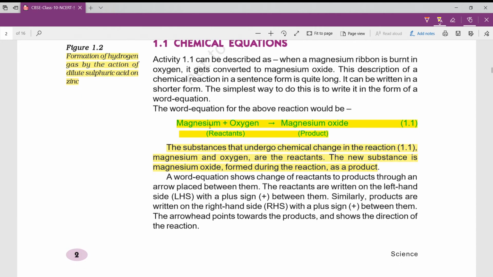Remember, the first example was burning a magnesium ribbon. Burning, that is, in the presence of oxygen. So magnesium plus oxygen reacts and forms magnesium oxide. In chemical terminology, the things which are getting reacted are known as reactants, and the final product which we get in the test tube after our experiment is the product. This is represented as magnesium plus oxygen giving rise to magnesium oxide.